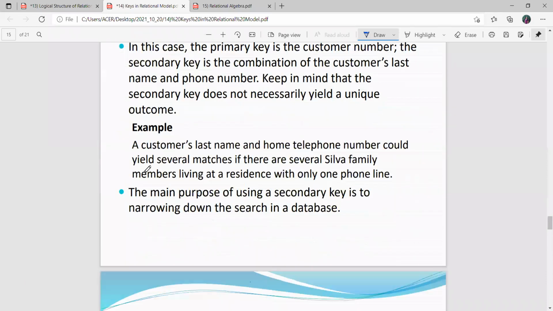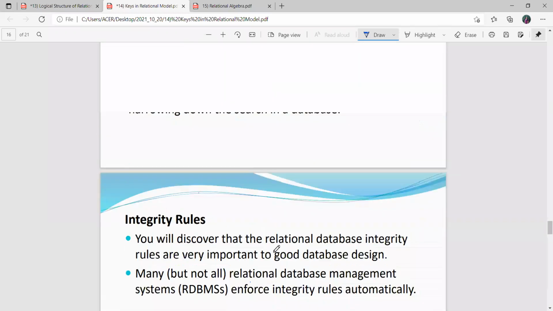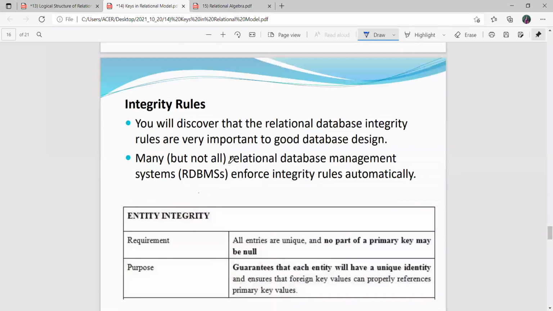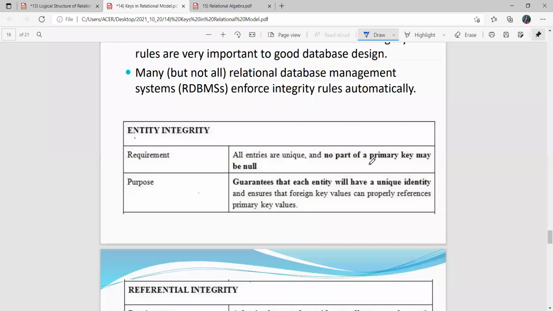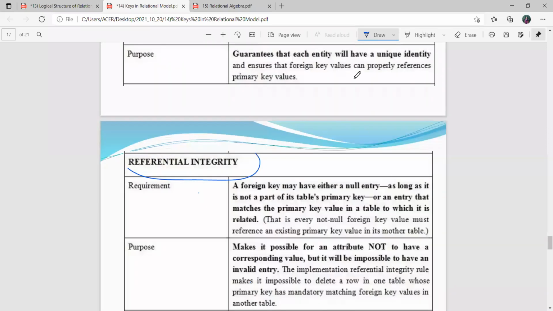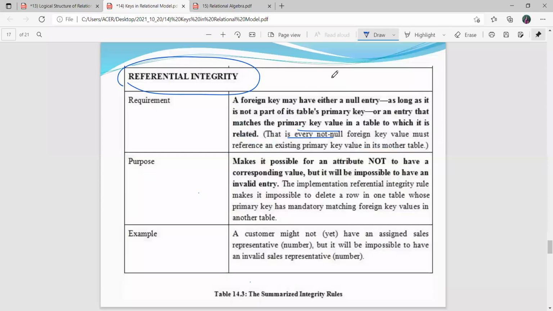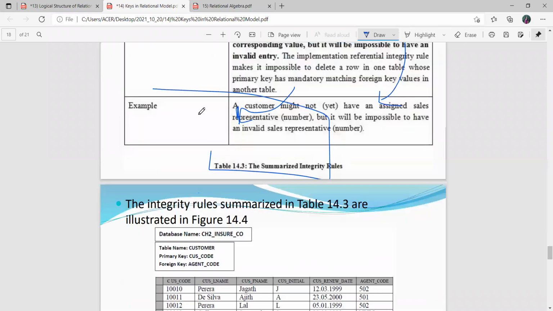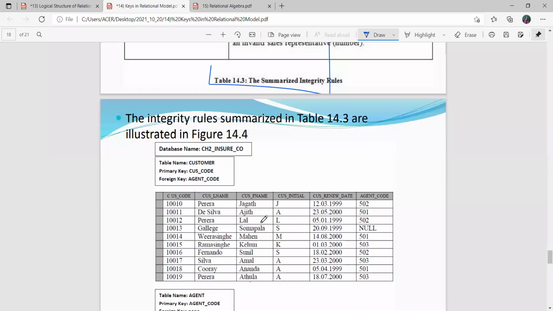Okay, then the integrity rules. We discussed two integrity rules. The first one is entity integrity, which applies to the primary key. Then referential integrity, with the foreign key. A foreign key does not allow any values that are not available in the table where it is the primary key. So it is known as referential integrity.